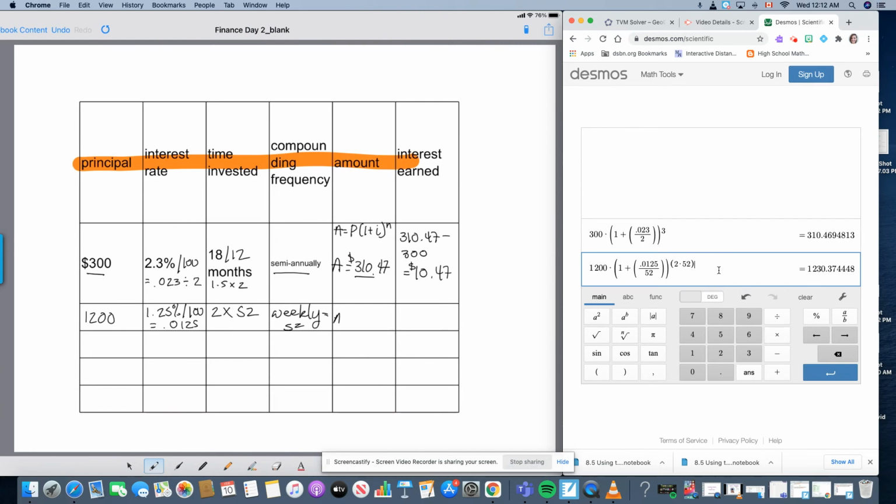Okay, so we have A equals $1,230.37. And then you would just do your subtraction here. So you would say minus 1,200 equals 30.37. Okay, so hopefully this is easy. Hopefully this looks good for you, okay?